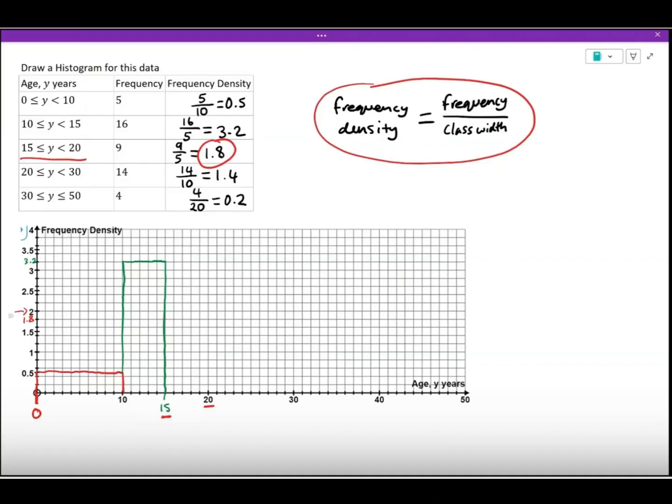So it's going to start from 15 and it's going to be at that height until we get along to 20. And then we're going to go downwards like this. And that will be my bar for 15 to 20. Let's move on to our next class, which is 20 to 30.